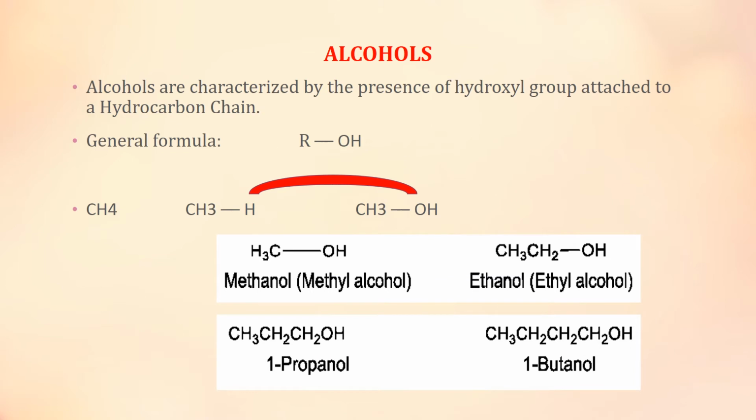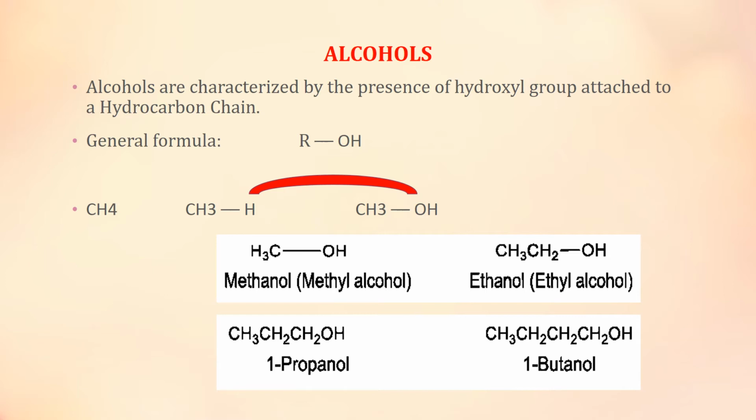Another family is of the alcohols. Alcohols are characterized by the presence of the hydroxyl group in the alkyl chain. It means when one hydrogen atom from the alkane is replaced by the hydroxy group, then alcohols are formed. The general formula for the alcohols is ROH. R stands for any alkyl group or alkane chain. From this alkane chain, one hydrogen is replaced by the hydroxyl or hydroxy group.